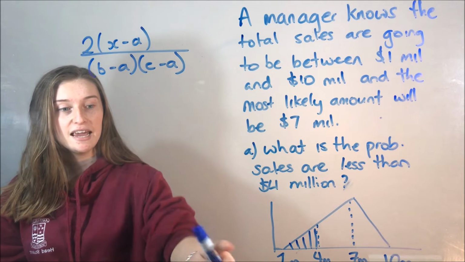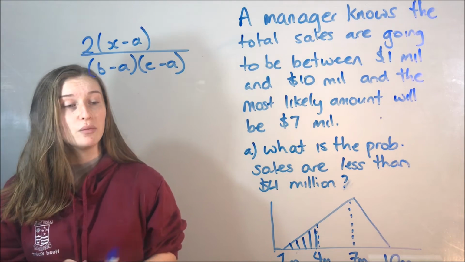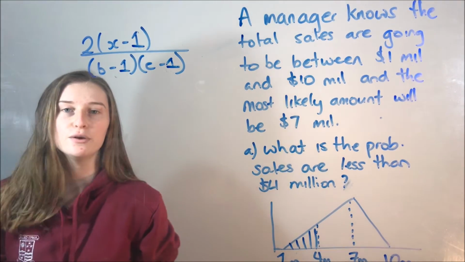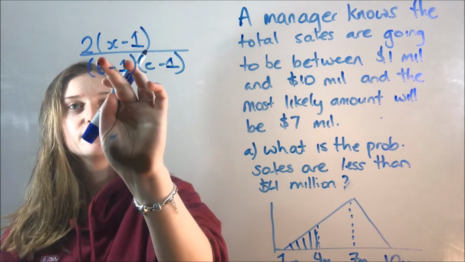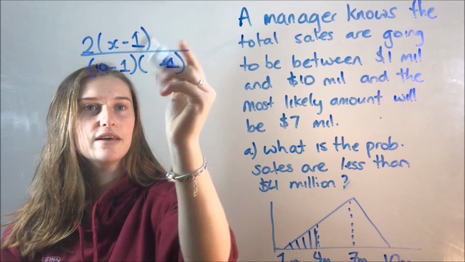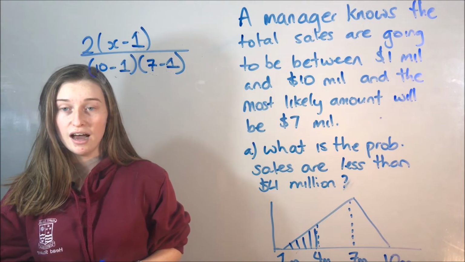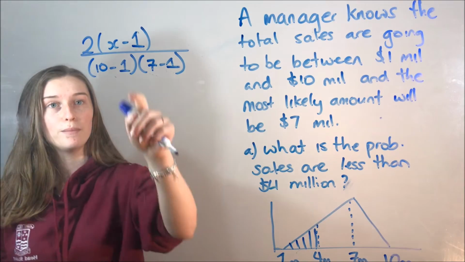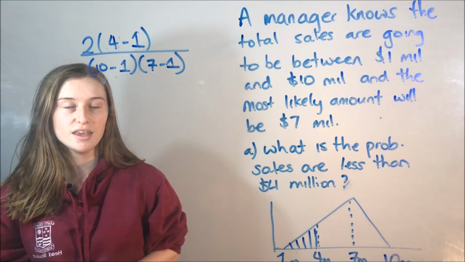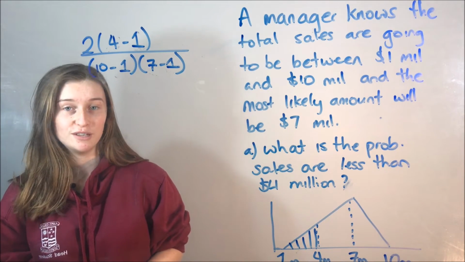We know that A is our lowest value, so everywhere that we see an A in our formula, we'll replace it with a 1. We know that B is our highest value, so we'll replace it with 10. And we know that C is our most likely value, which is 7. X is the value we want to find the height at, so in this case it's 4. If we put all of this in our calculator, we find out our height is 1/9.